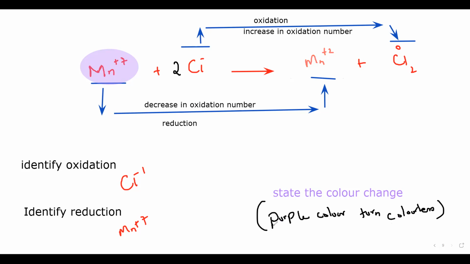Is this example of oxidation and reduction clear? So you should be able to identify oxidation, reduction, as well as the color changes. Only three you have to learn. One is the color for Mn plus 7 and plus 2. The other one is chromium, and the third one is iodine.